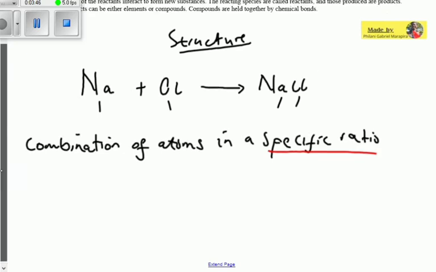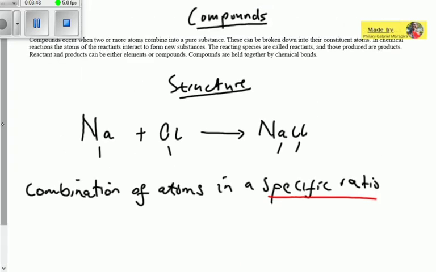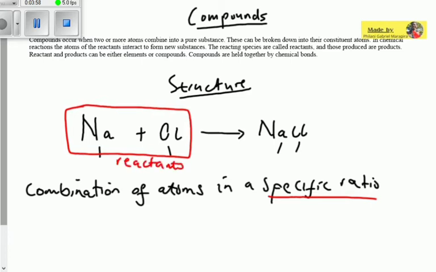So let's analyze what the reactants and the products are. This side is called the reactants. These are the elements that are reacting with each other to form a product. Therefore this is called the product.